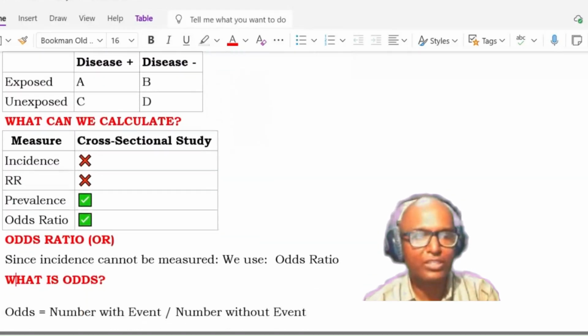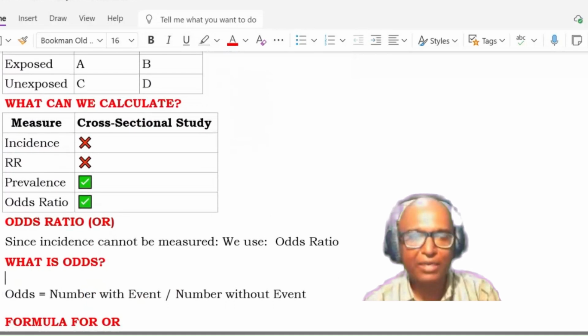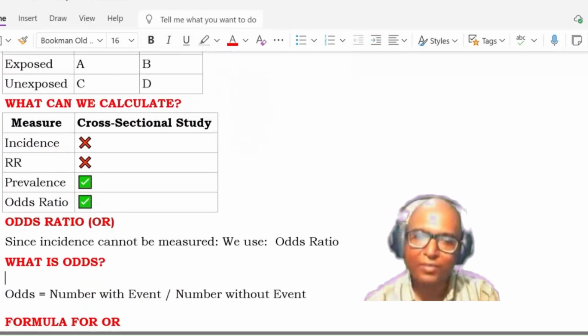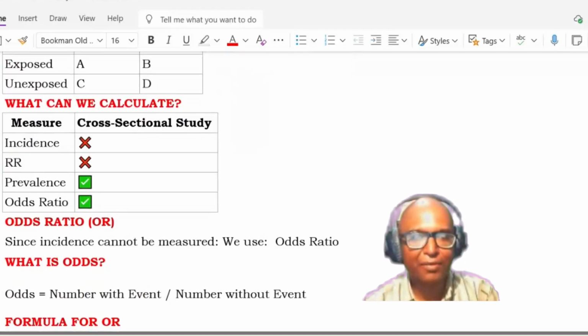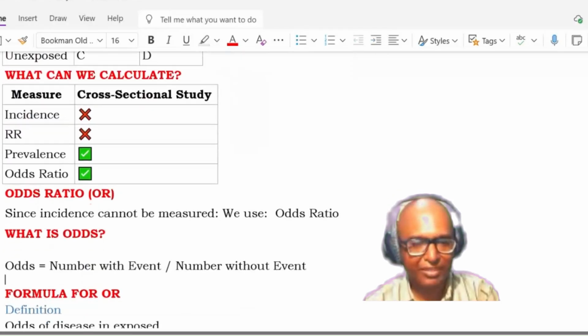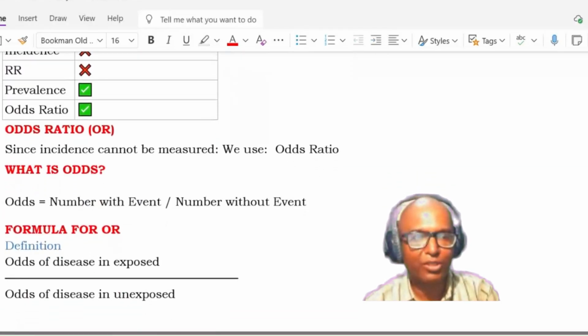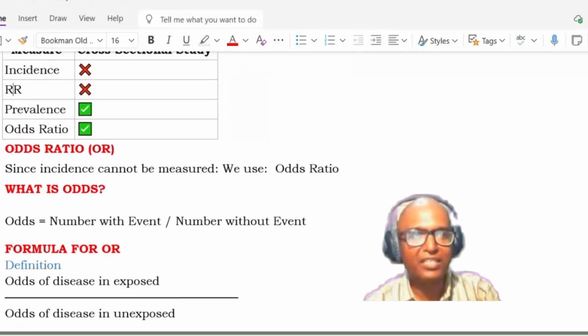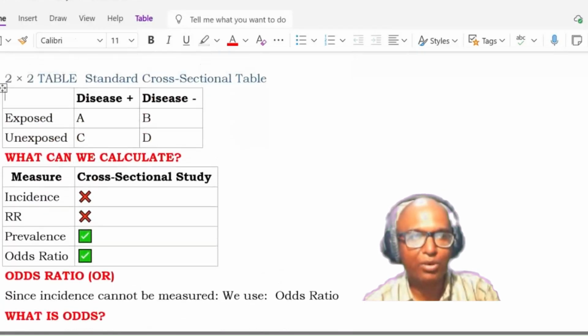So what is the odds ratio? Since incidence cannot be measured, we use the odds ratio in the cross-sectional study. Odds is the number with the event divided by the number without the event. So the formula for the odds ratio is the odds of the disease in the exposed divided by the odds of the disease in the unexposed. Here you calculate the odds for the exposed as A upon B, and the odds for the unexposed as C upon D.